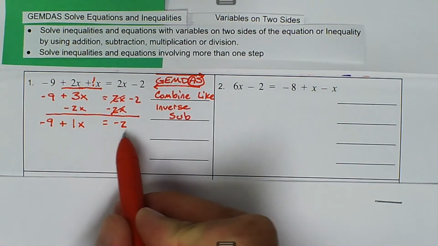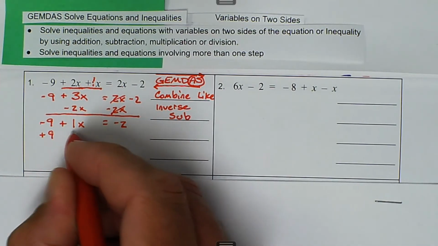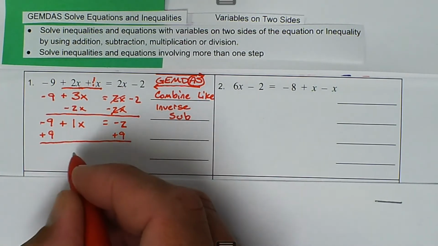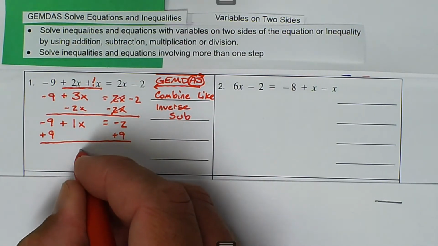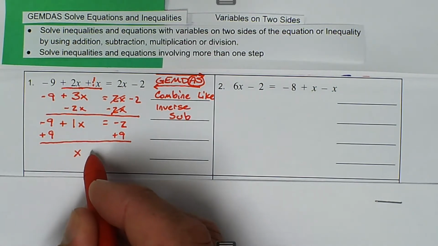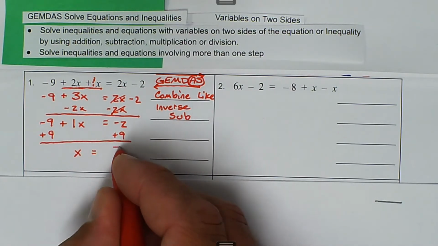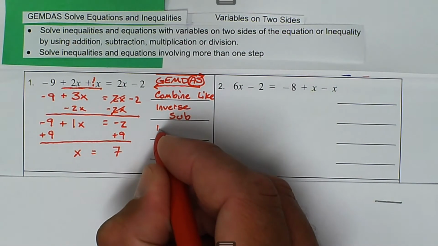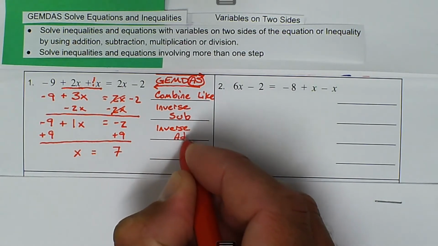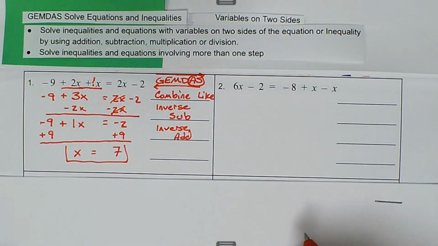Now we want to get our constants together. So we have a negative 9 and a negative 2. I want to add 9 to get that away from the variable. And we can bring down the x. So x and 1x are the same. If there's nothing written there, it's understood 1. So x is equal to negative 2 plus 9, which is 7. And that was inverse addition. And that is our solution for that equation.